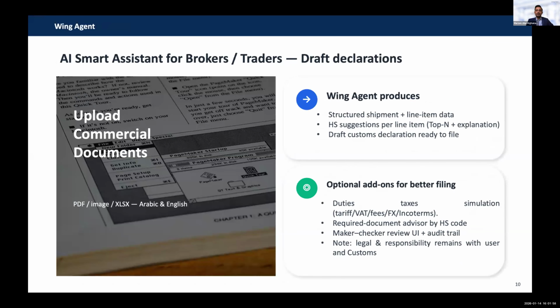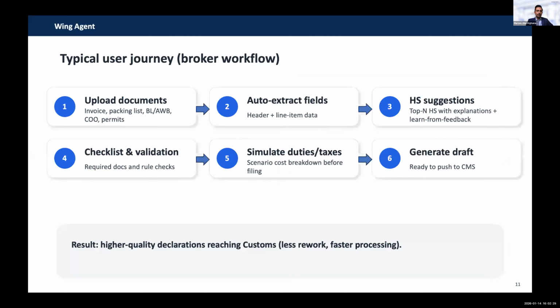And our wing agent is similar. It is addressed to the traders to generate a draft declaration, which is almost 100% compliant with the requirements based on the attached documents. And of course, it will give you optional add-ons, for example, the duty and taxes simulation and the required documents based on the selected HS code. And for the brokers, you can have a maker and a checker, of course, and you can design the workflow as you might deem appropriate.